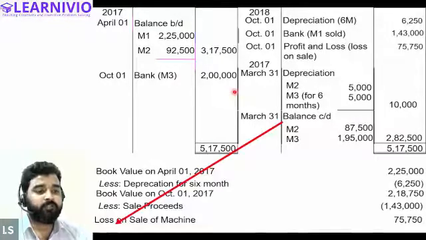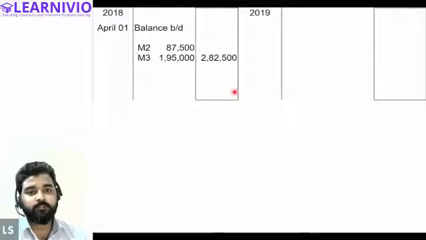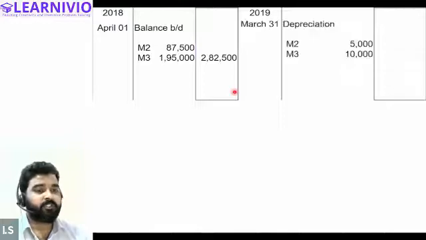And now we will carry the closing balances to the next year as opening balance. So it will become the opening balance for the next year. And in the next year, we will charge the depreciation on the second machinery and the third machinery at the full value. So on machinery 2, we will charge depreciation of 5,000. And on machinery third, we will charge depreciation at 5%.